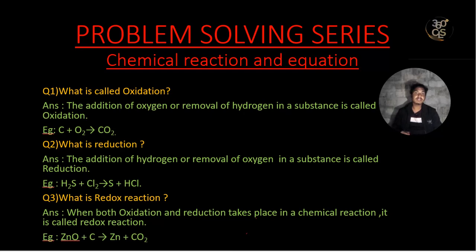Now the first problem is: what is called oxidation reaction? The addition of oxygen or removal of hydrogen in a substance is called oxidation reaction. Okay. Now here in this example, carbon plus oxygen gives us carbon dioxide. Here oxygen is adding with carbon. So carbon is getting what? Oxidized. So it is called oxidation reaction.